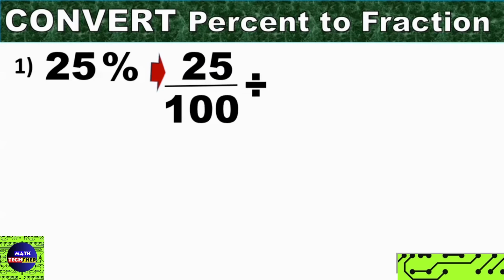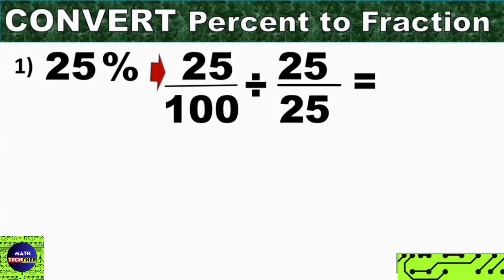Okay, and the next is to simplify or find its lowest term by dividing both numerator and denominator by the greatest common factor, which is 25. 25 divided by 25 is 1. 100 divided by 25 is 4.